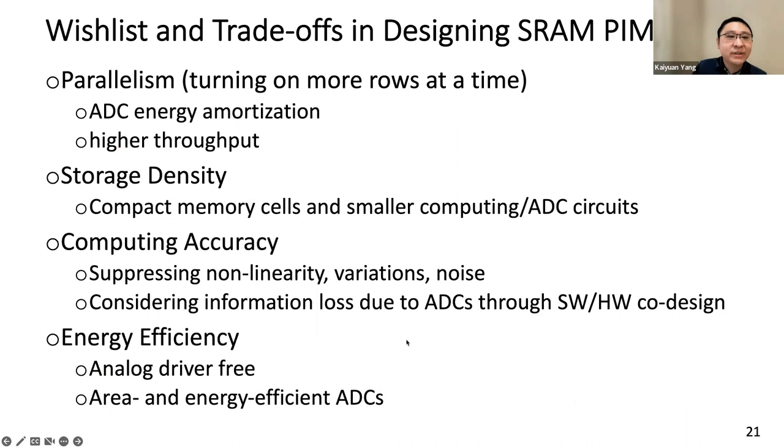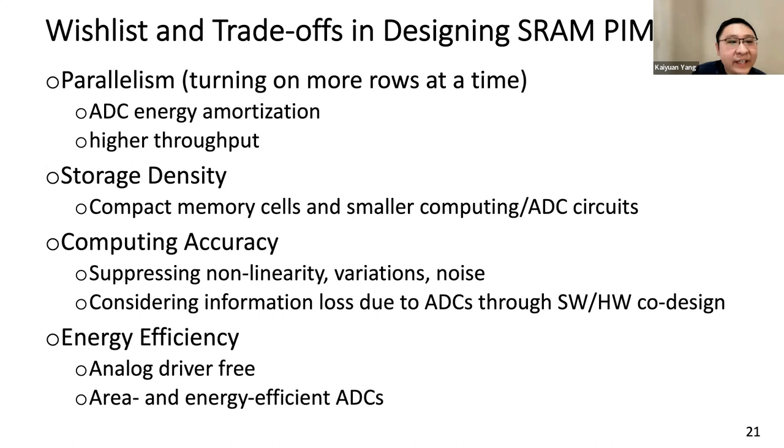So in summary, here I write down a wish list in designing good SRAM PIM circuits that will reach the desired 10x energy efficiency gains. So first of all, we want a high parallelism, which means you want to turn on more rows at a time, because this is the key factor that will amortize your ADC energy, amortize your computing energy, and also will give you a higher throughput.